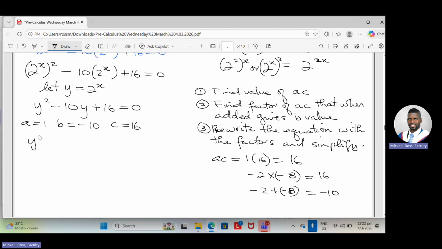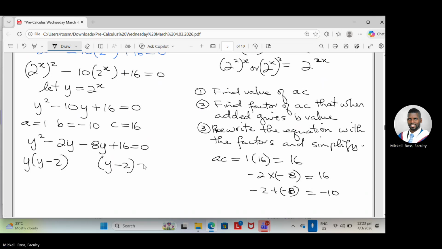So we can rewrite y squared minus 2y minus 8y plus 16 equal to 0. Common between the first two terms is y. We have y minus 2 in bracket, because we would factor out the y. Now, both brackets have to be the same. Then we need to find what term we multiply by the bracket to get negative 8y plus 16. So that's going to be negative 8. Negative 8 times y, negative 8y. And negative 8 times negative 2, positive 16.